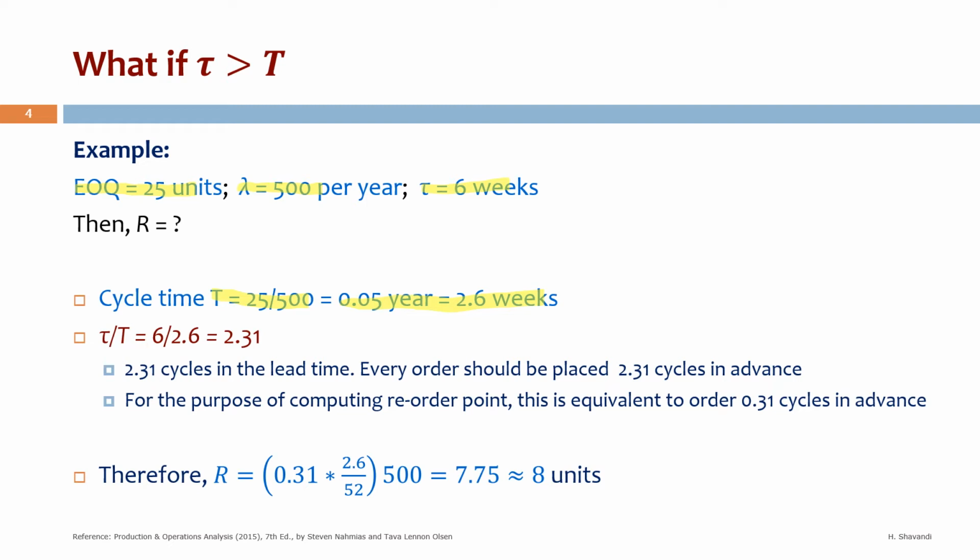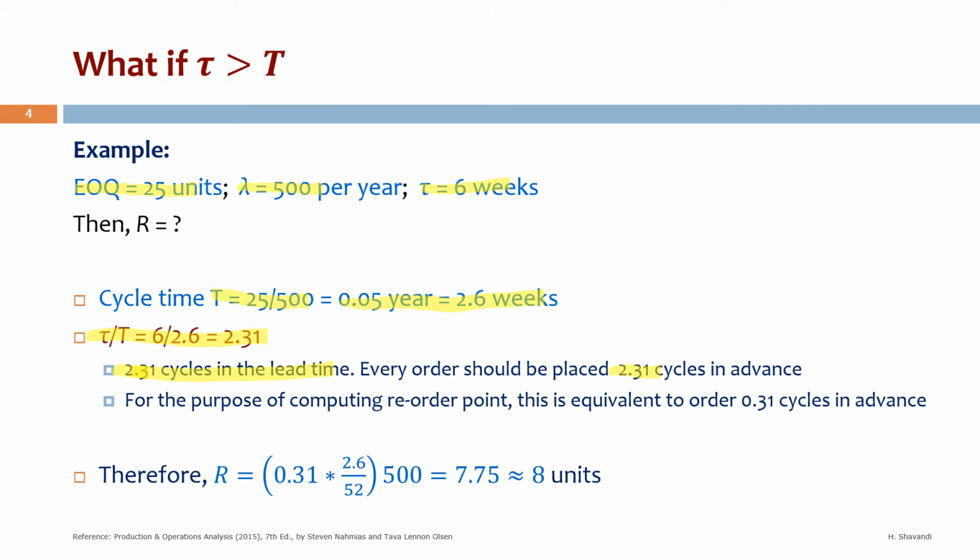So as you see here, tau divided by t, the lead time divided by the cycle time, is 2.31. So this means that we do have 2.31 cycles in the lead time. This means that every order should be placed 2.31 cycles in advance, right? Ordering 2.31 cycles in advance will be equivalent to ordering just 0.31 cycle in advance.